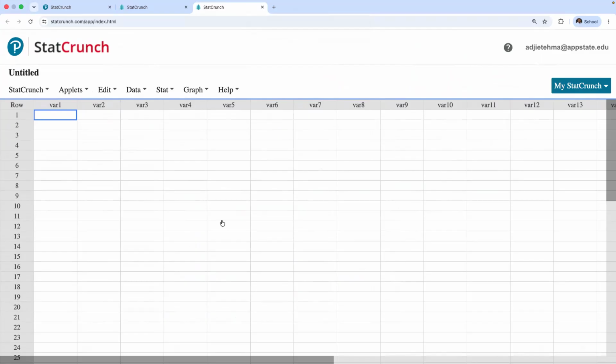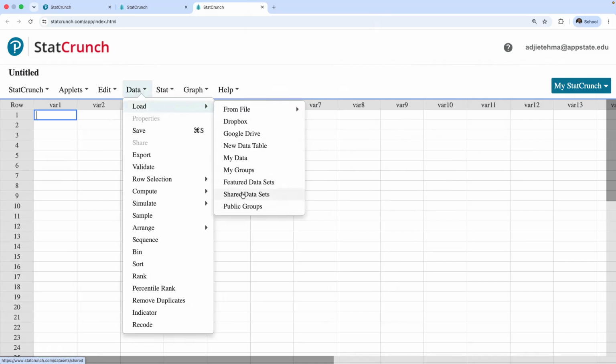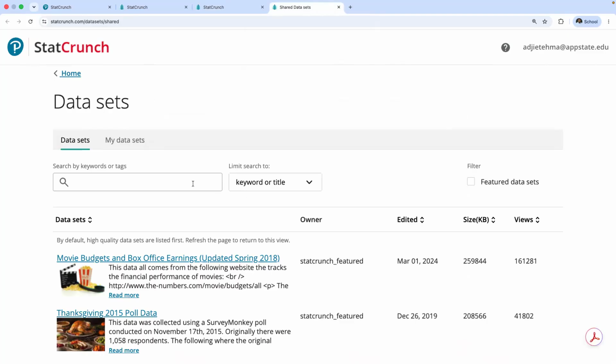Okay. So to be able to load the data, we go to data, load, and then we go to shared data sets. We click on that, and then we have this here.